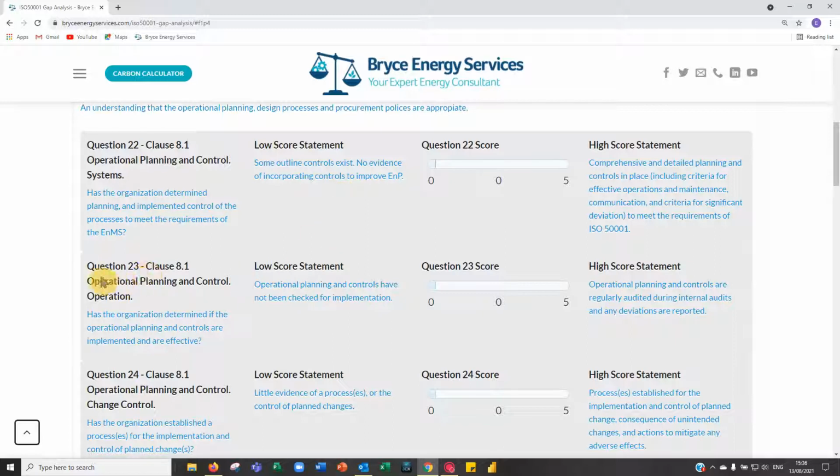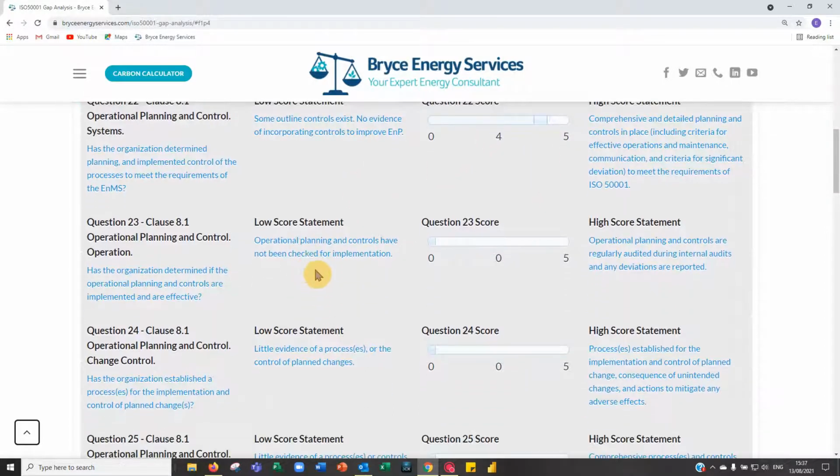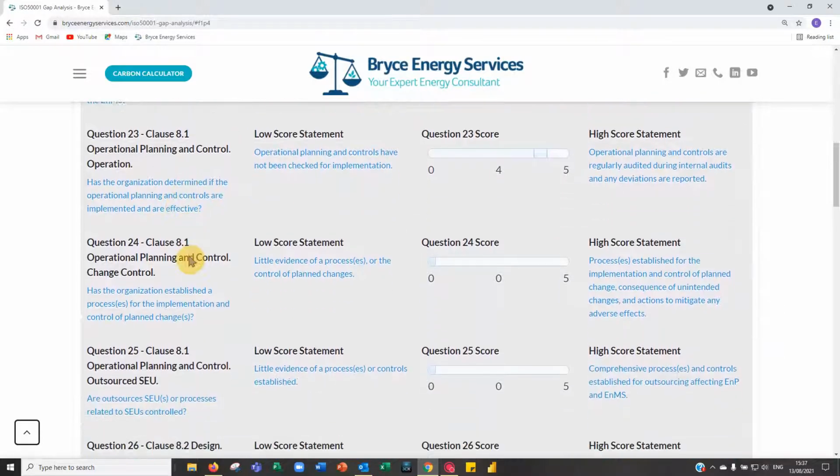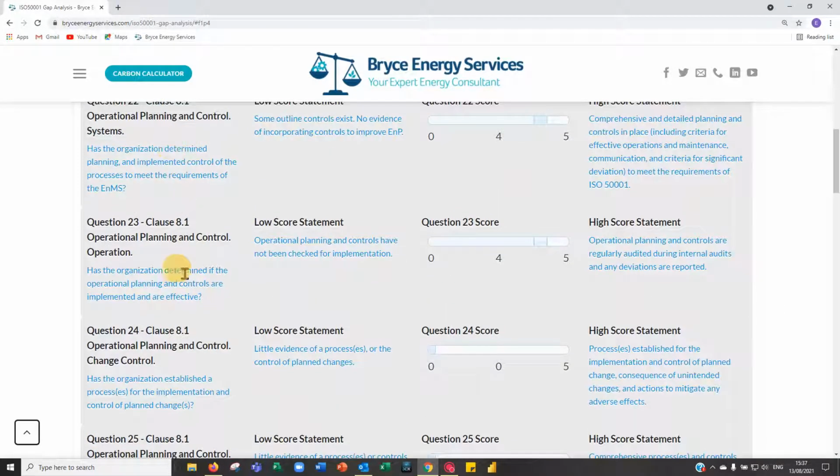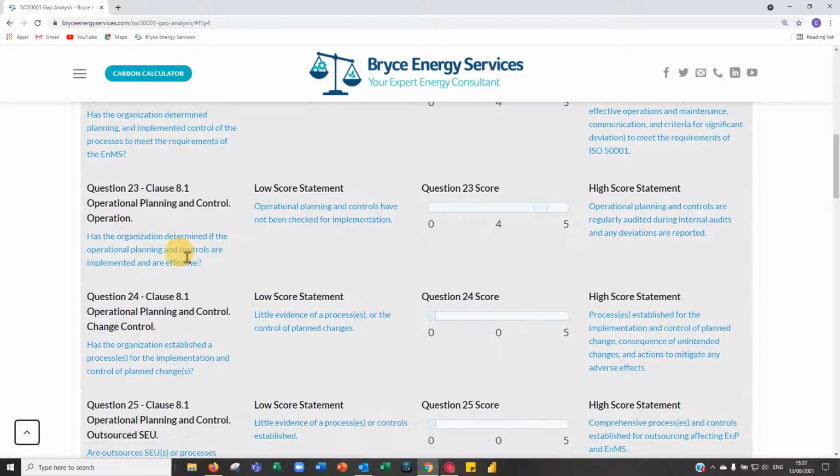That's question 23. This is control that the sufficient controls on the energy performance in order to be able to implement the next stage. So 4, operation plan have been checked, not been checked for implementation, operation planning. So top one is the system, and this second, 23, is the operation.